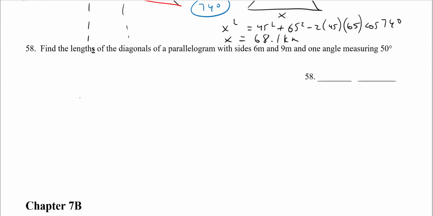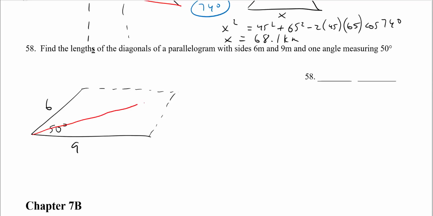Okay, next one, find the lengths of the diagonals of the parallelogram. So guys, remember this. Here, this is what you're given. One side is 9 centimeters, another is 6, and one angle is 50 degrees. So you draw your parallelogram, and they ask you to find the lengths of the diagonals. So I'm looking for this diagonal. Let's do that one first. If that's 50, that's 180 minus 50, which is 130, and that's 9.